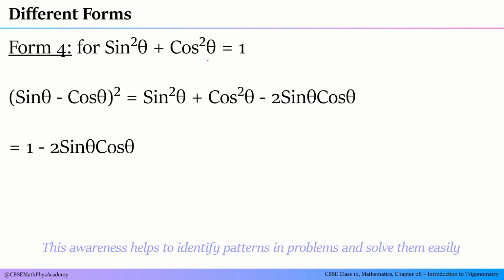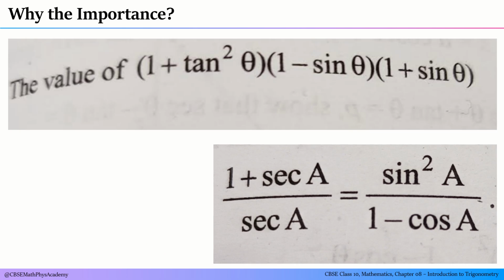Form 4 is nothing but a slight modification. Instead of sin theta plus cos theta, I'm going to put sin theta minus cos theta whole square is equal to sin square theta plus cos square theta minus 2ab, that is 2 sin theta cos theta. I know this value as 1, so I'm going to put it as 1 minus 2 sin theta cos theta.